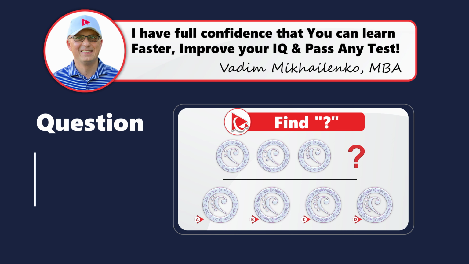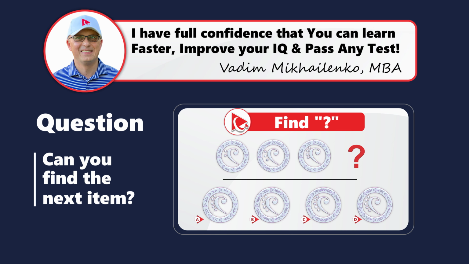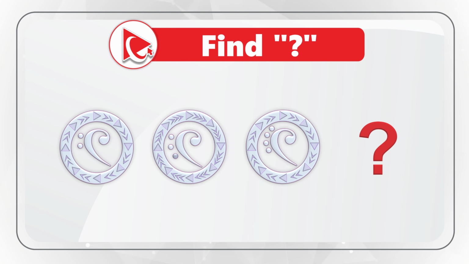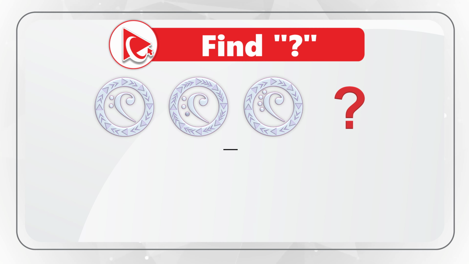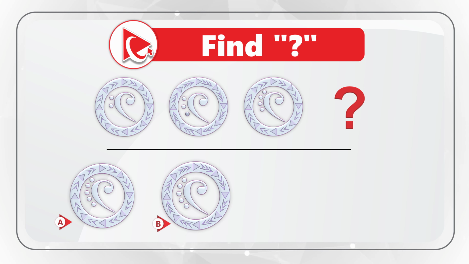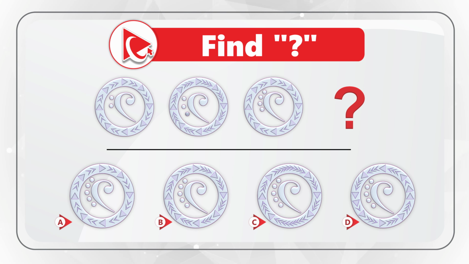Let's look at the very interesting question, which really makes you think. You're presented with 3 shapes, and the 4th shape is missing. You need to select the missing shape out of 4 different choices. Choices A, B, C, and D. Take a close look at the pattern of shapes to see if you can come up with the solution.